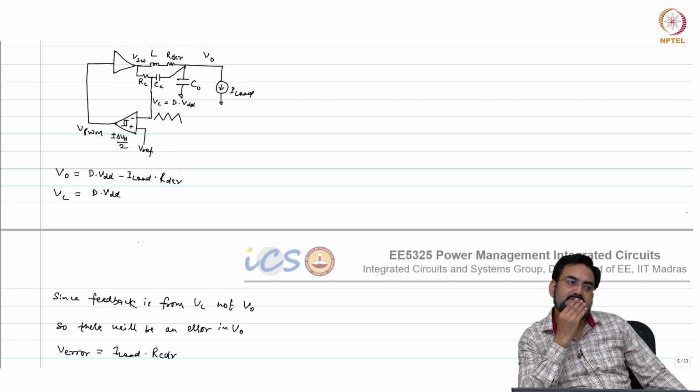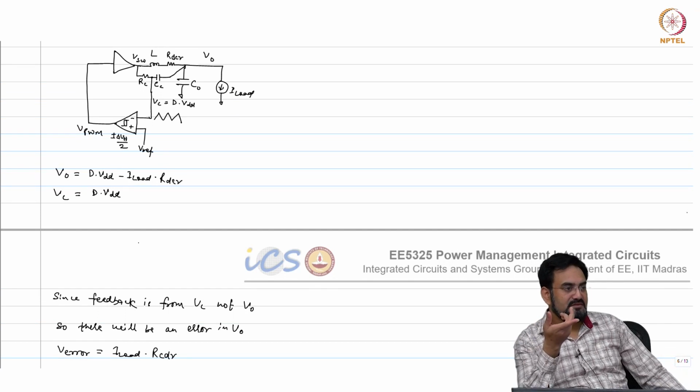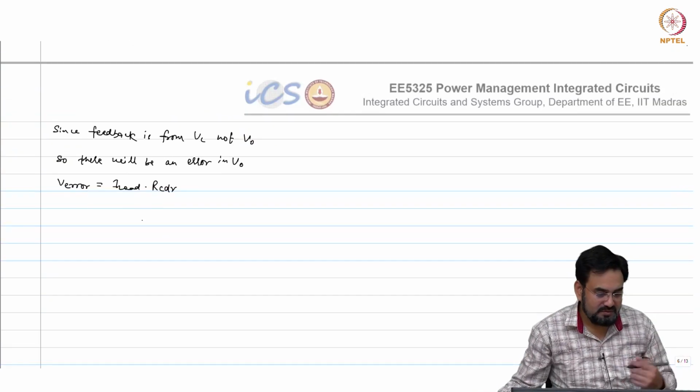Difference voltage between this DC and V out. If you take the difference, what is the difference between VC and V out? If you take that difference and adjust your Vref accordingly, then this will work.